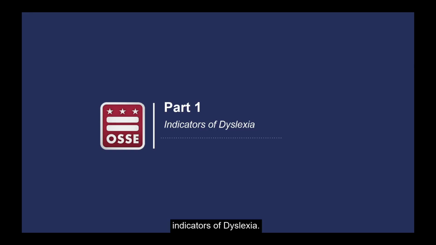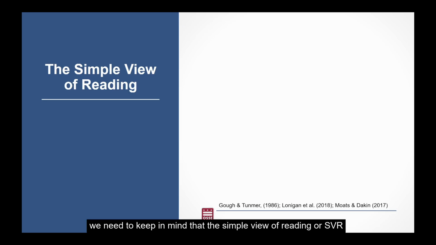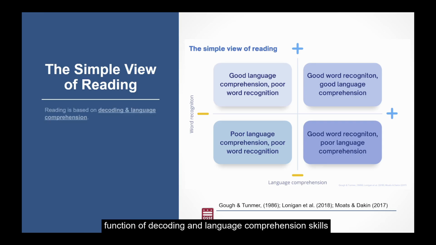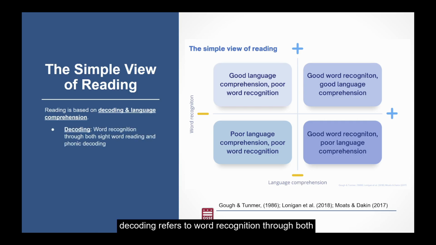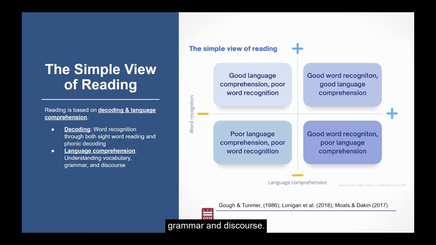Part 1, Indicators of Dyslexia. To learn about screening, we need to keep in mind that the simple view of reading, or SVR, views individual differences in reading as a function of decoding and language comprehension skills. Decoding refers to word recognition through both sight word reading and phonic decoding. Language comprehension refers to understanding vocabulary, grammar, and discourse.